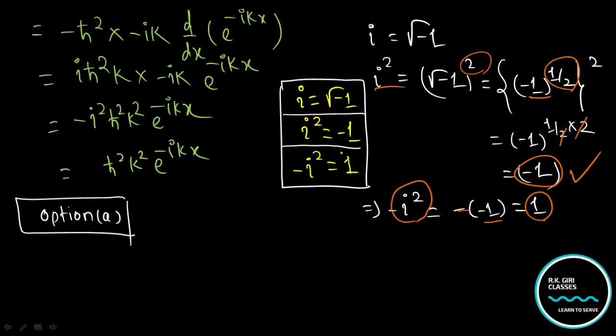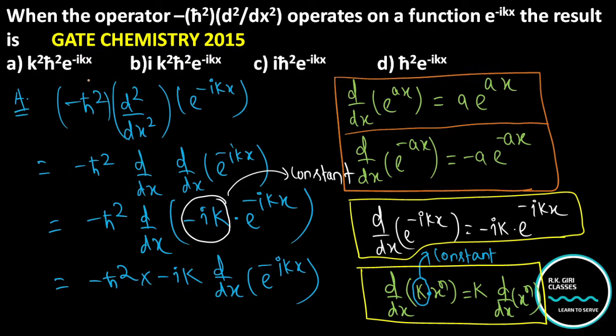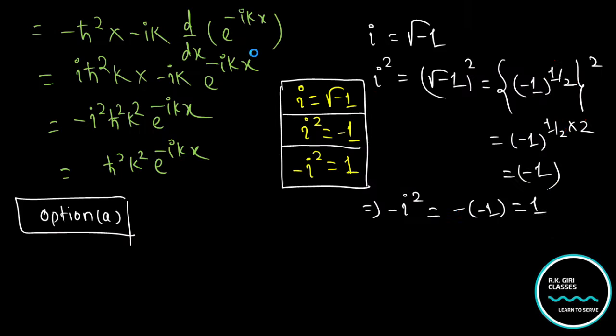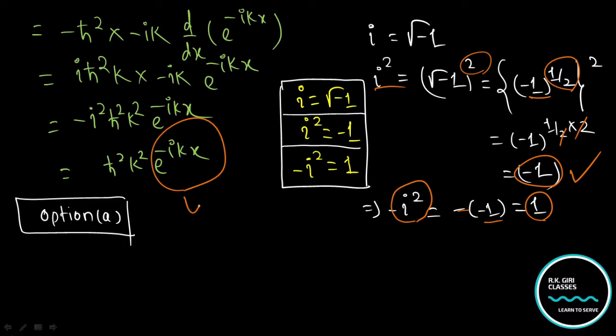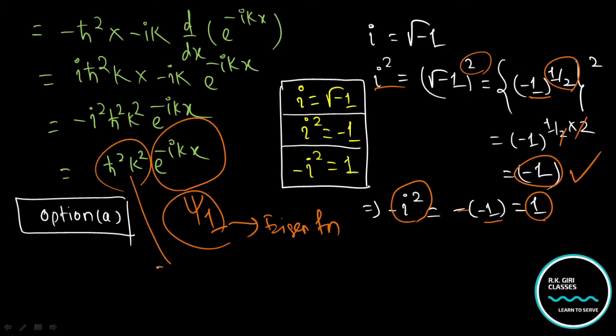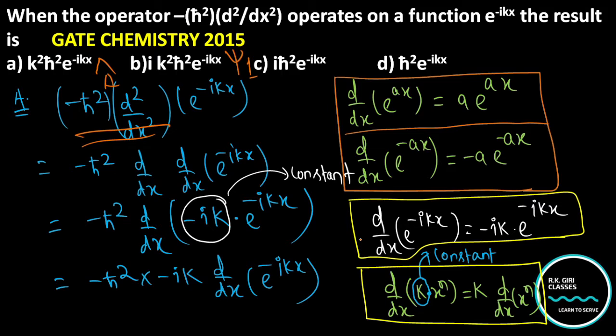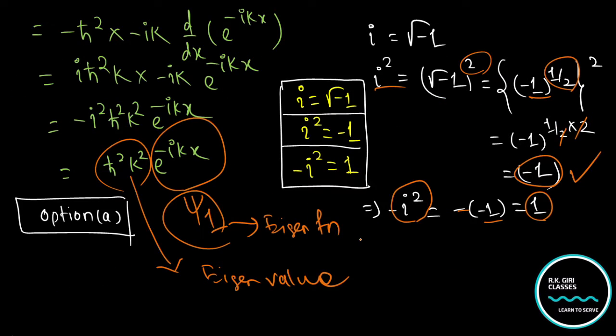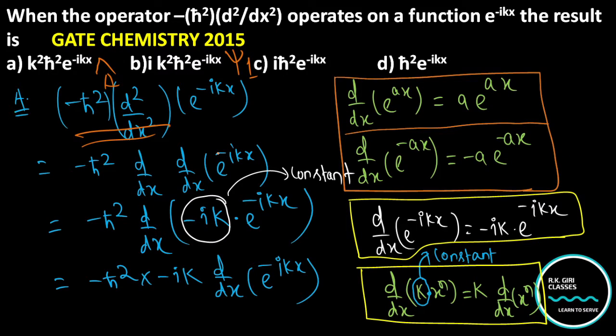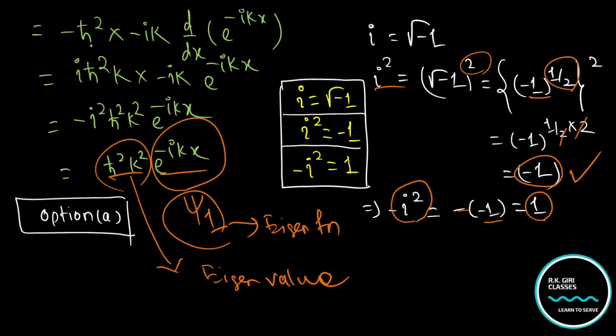Got this point? Now the fact was, suppose this is my operator A, and this is my function psi 1. When you operate, you get back the same function, psi 1, and therefore this psi 1 is known as the eigenfunction, and this value is known as the eigenvalue, right? So what was the result? The result was h cut square k square e to the power minus ikx. The result is option A.